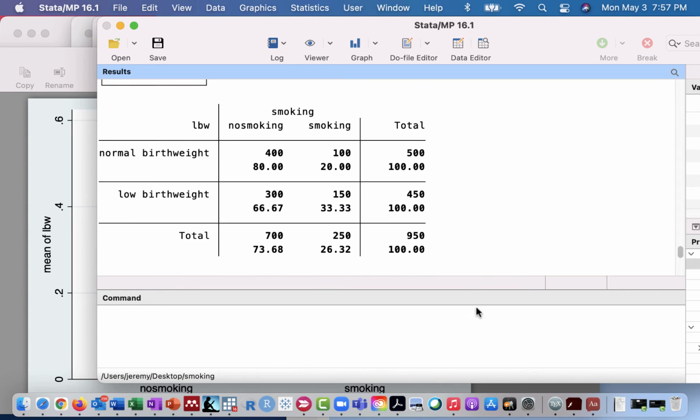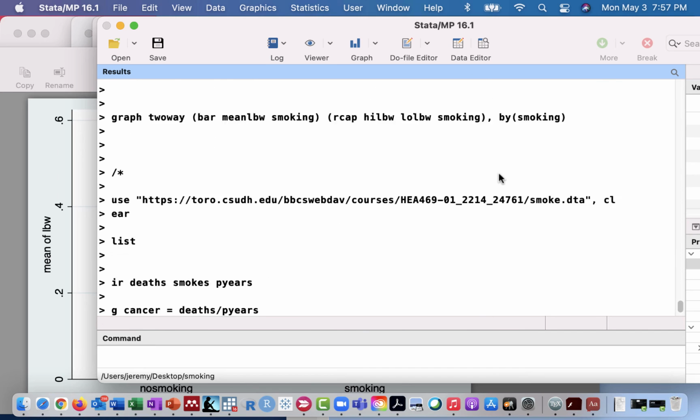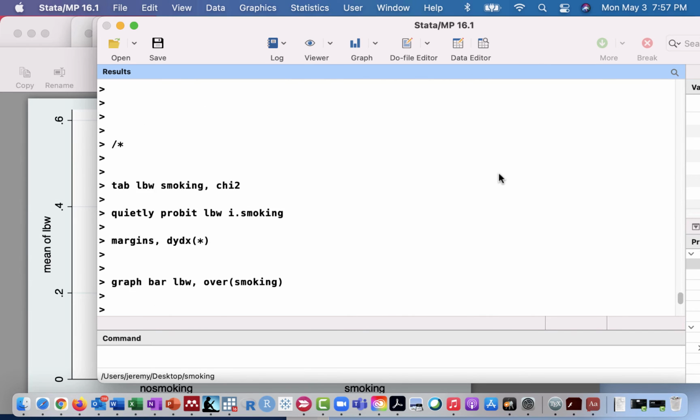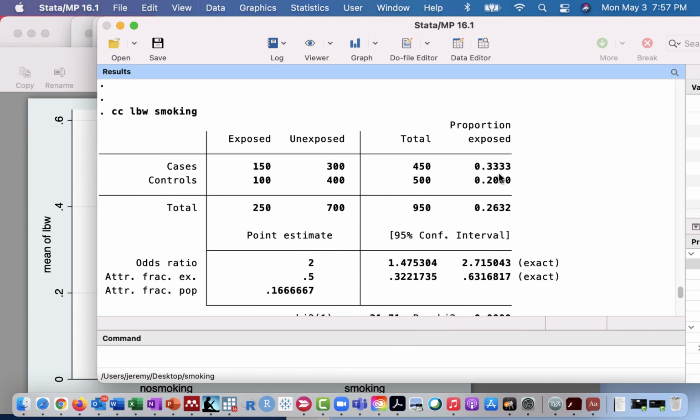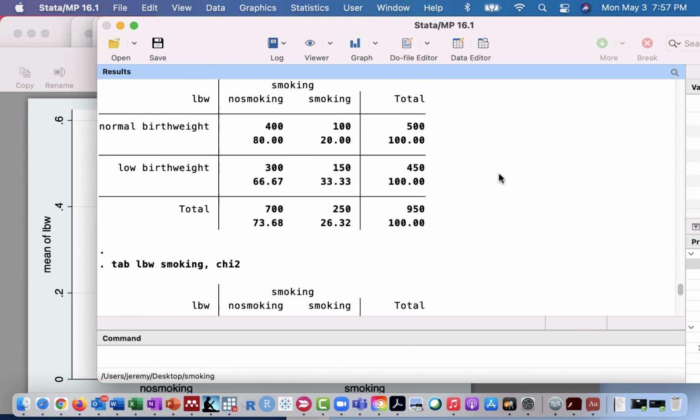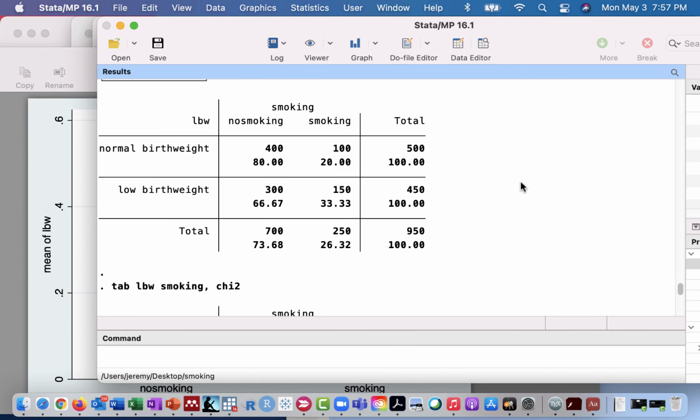And then what this does here is when you type row, it's going to add what's called a row percent, so they add up to 100 across the rows, moving across the tables. So when you add the row percent, you could see that, okay, of normal birth weight babies, 20% of the mothers smoked. Of low birth weight babies, 33% of the mothers smoked.